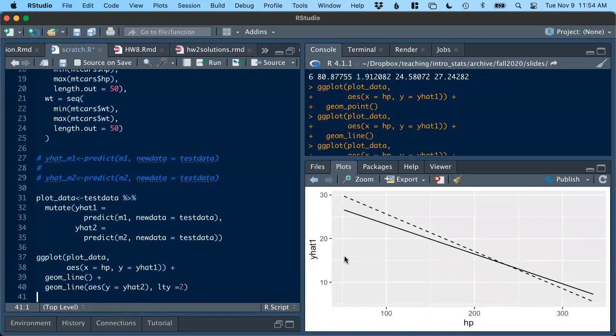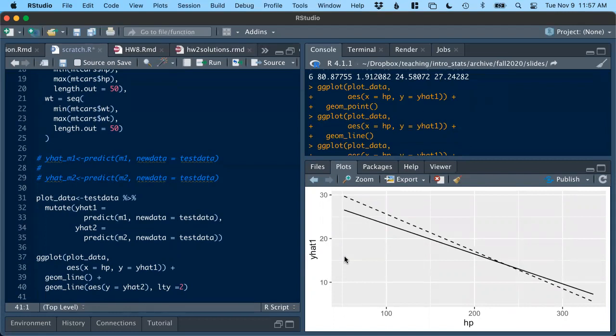So those are our 2 regression models, right? This is model 1. This is model 2. And I'll post this code on the Slack when we're done, so you can have this as a sample. Okay, so we visualized our 2 regression lines as a function of horsepower.